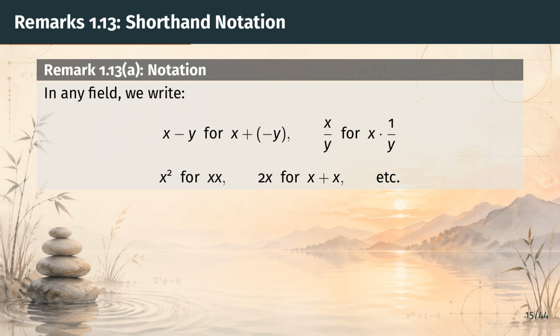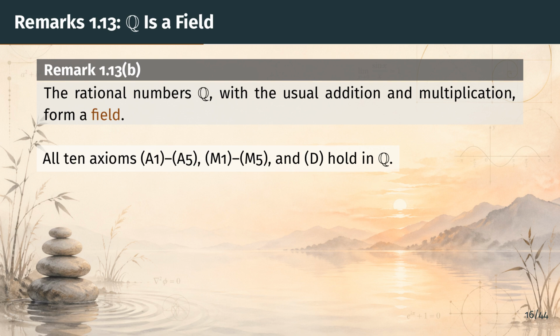With this notation in hand, let's see the most important example of a field. The most familiar example of a field is the set of rational numbers Q. All the field axioms hold for the rationals with their customary addition and multiplication. So Q is a field, and everything we prove about fields in general will automatically apply to the rationals.